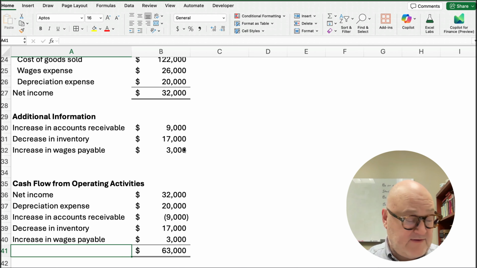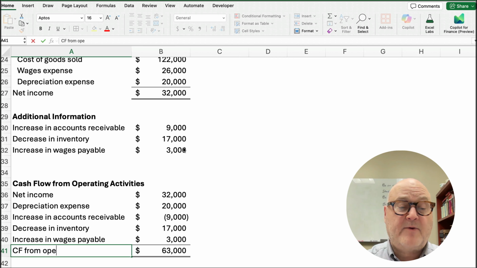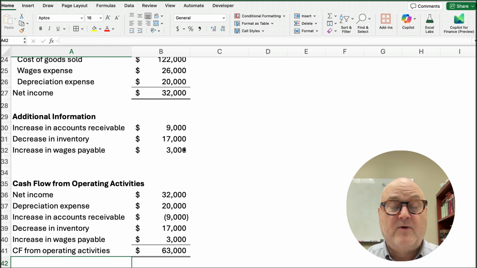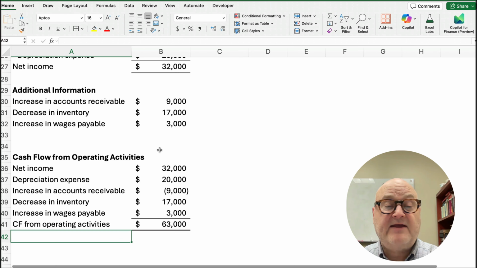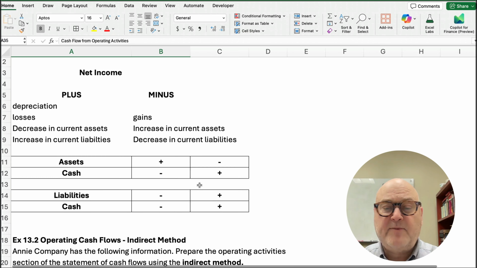So what is this? I'm going to call it cash flows from operating activities. So we're finished here. This is the answer to get cash flows from operating activities. Using the indirect method, we start with the net income plus or minus everything that it takes to get to that cash flows from operating activities. All right, so that's our first example. I've got another example.